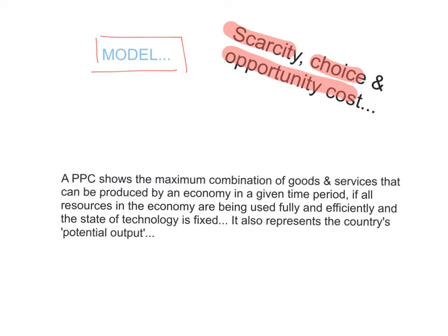So, what is the PPC, or the production possibilities curve? Basically, it's a curve that shows the maximum combination of goods and services that can be produced by an economy in a given time period, if all resources in the economy are being used fully and efficiently, and the state of technology is fixed. These are the assumptions on which the model is built. The PPC represents the country's potential output.